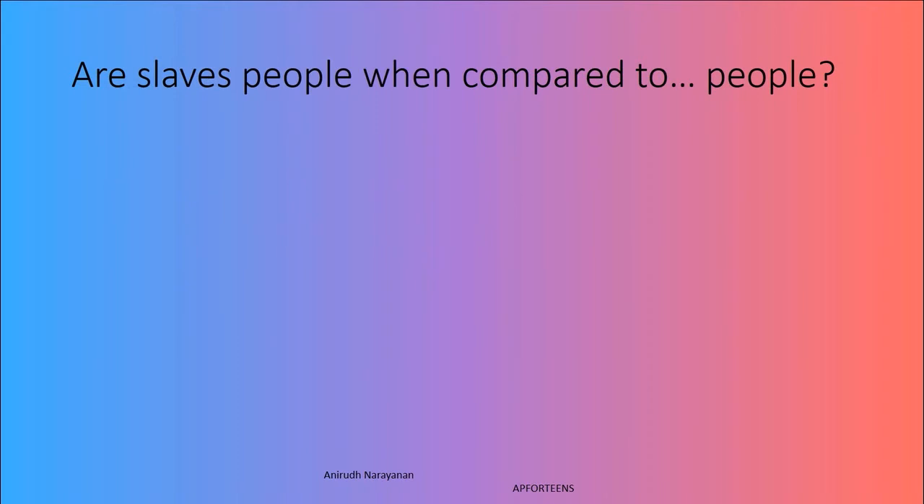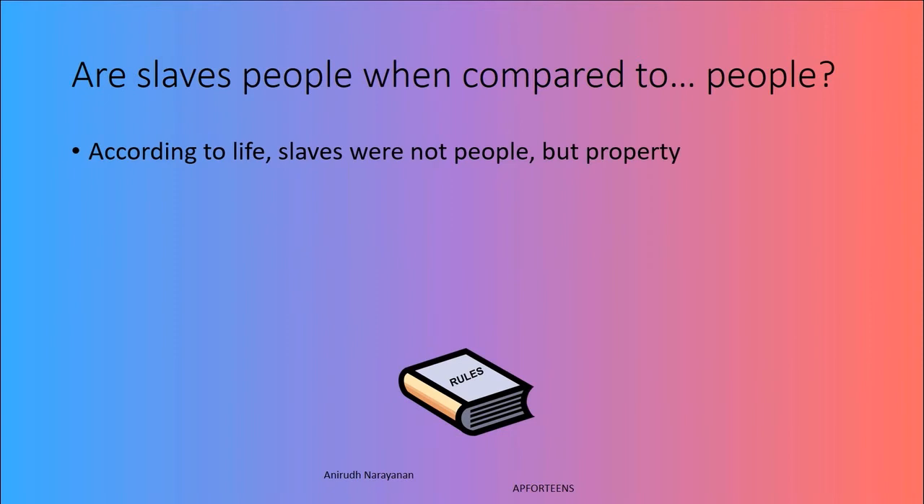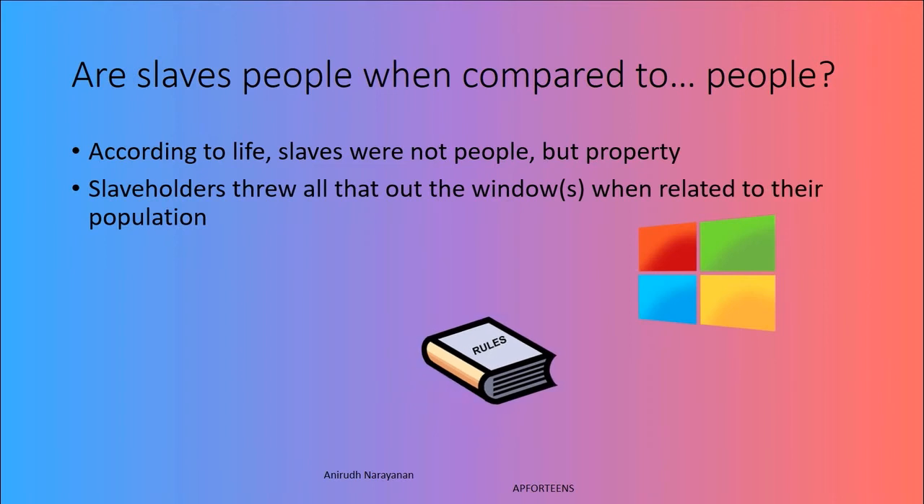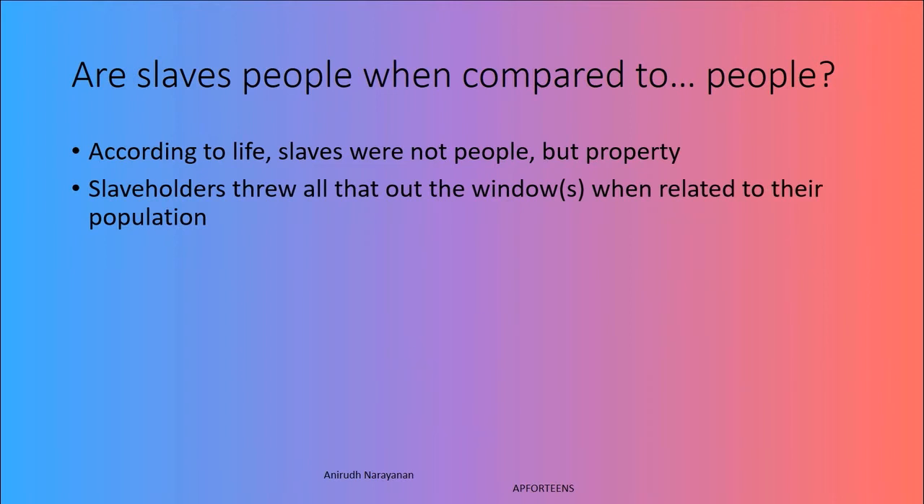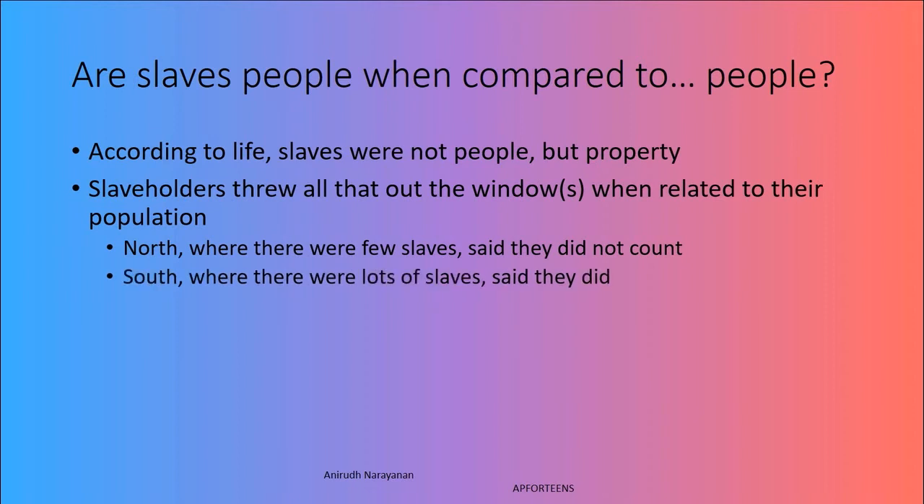The next big question that happened in the convention was the discussion of slavery. Are slaves people or are they property? Now, according to the rule book of the time, according to life at the time, slaves were not people, they were property. But slaveholders threw that all out the window when related to their population. They decided that the North, where there were few slaves, believed that slaves shouldn't count as people, they counted as property, to make sure that the North had more power because there weren't any slaves to begin with. The South, on the opposite hand, with a lot more slaves, said that slaves did count as people because they were living, breathing human beings, even if they were treated miserably and counted as property in every other aspect.